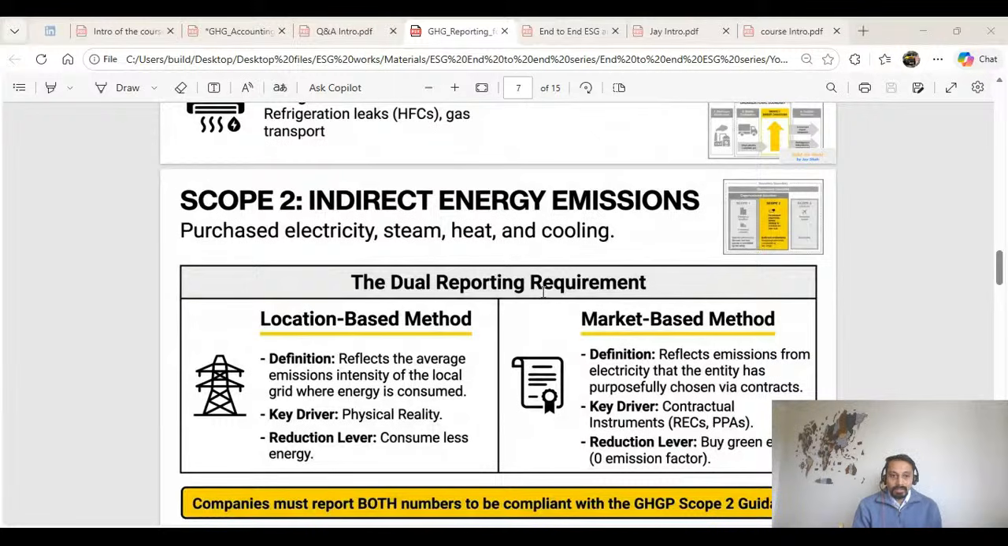So in that market-based approach, if you have a contractual instrument, then you have to disclose your market-based approach for the scope 2 indirect energy. Companies must report both reduction levers, in different reporting methods, across your ESG report. So you have to report based on your location-based methodology as well as the market-based methodology. If you are following CSRD, ESRS reporting, or ISSB reporting, most jurisdictions and listed companies have to follow the ISSB requirements because of the G20 mandate. So that is why you have to report location-based scope 2 as well as market-based scope 2. We will see how these two scope 2 figures differ from each other.